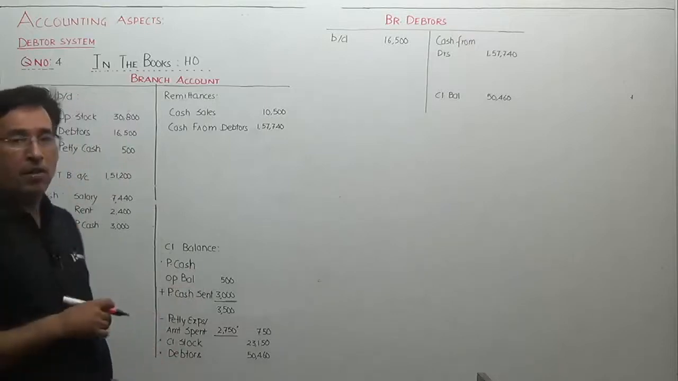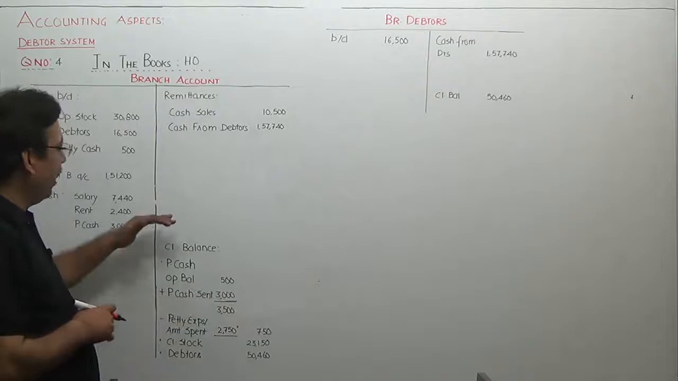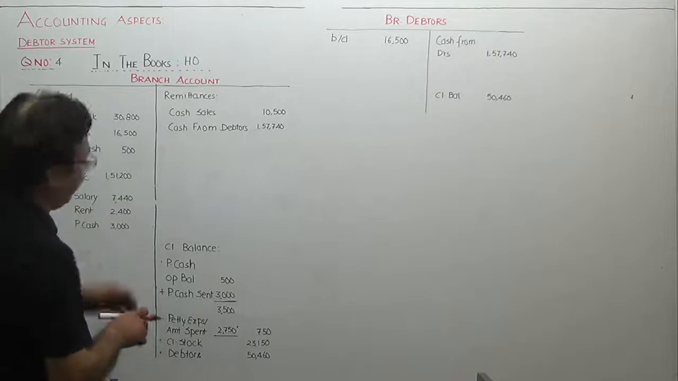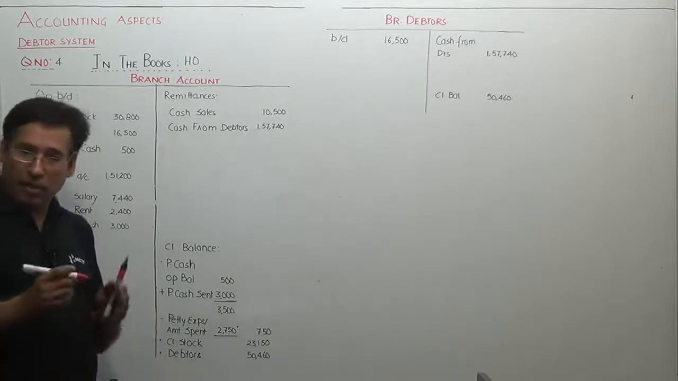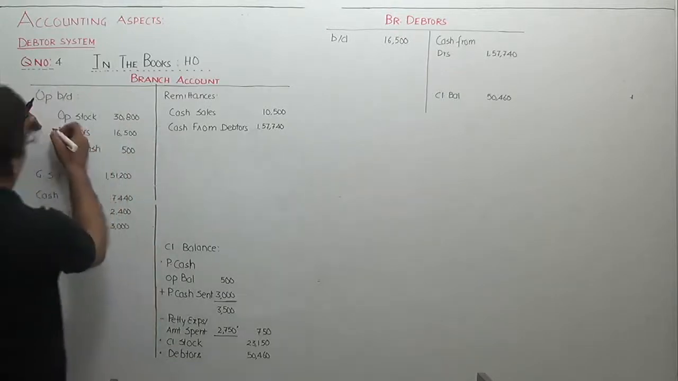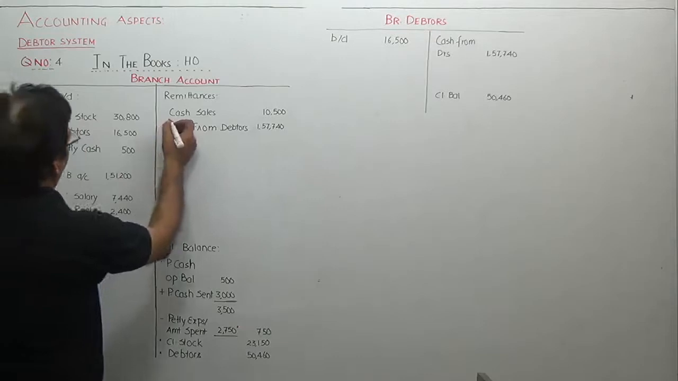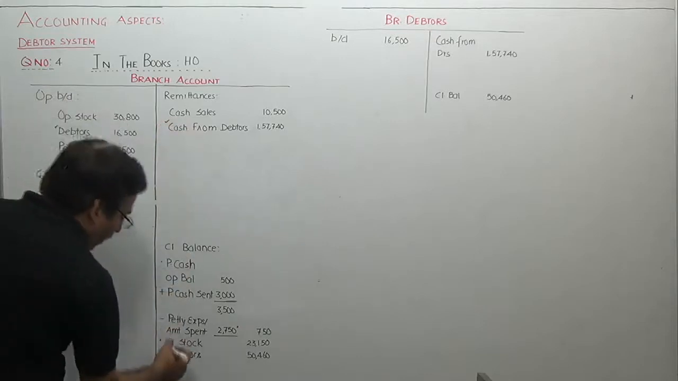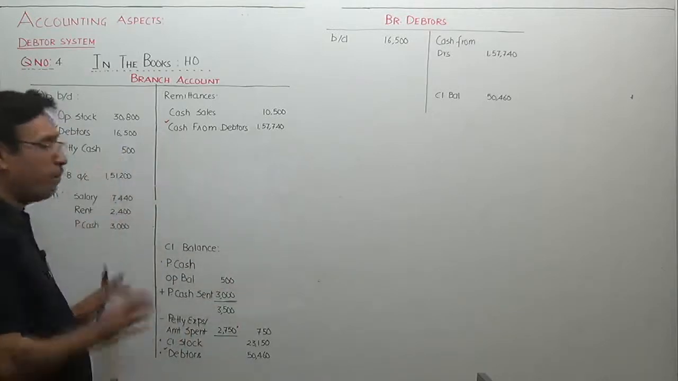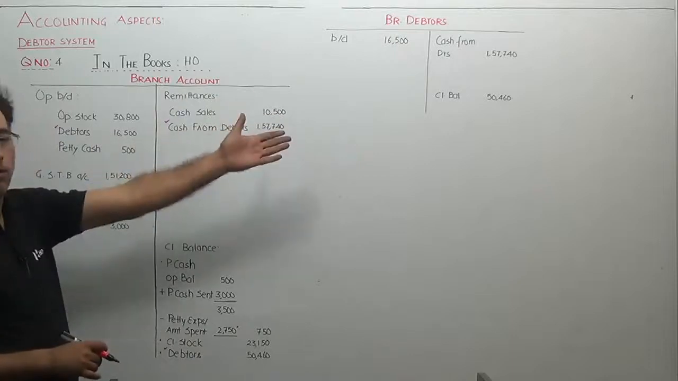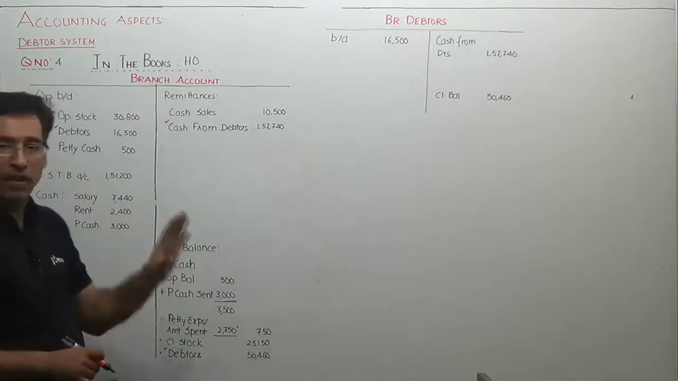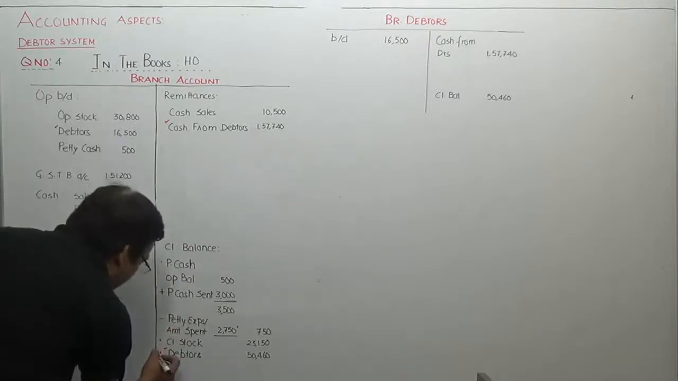I just told you a moment ago that before you tally this particular account, you need to be absolutely sure that all the facets related to debtors are reflected over here. What I mean to say is that opening debtors are there, cash receipt from debtors are also present, and closing debtor is also there. So all the three facets are present. So I need not tally branch debtors right now, because there is no missing figure. I can directly tally it and get my result.